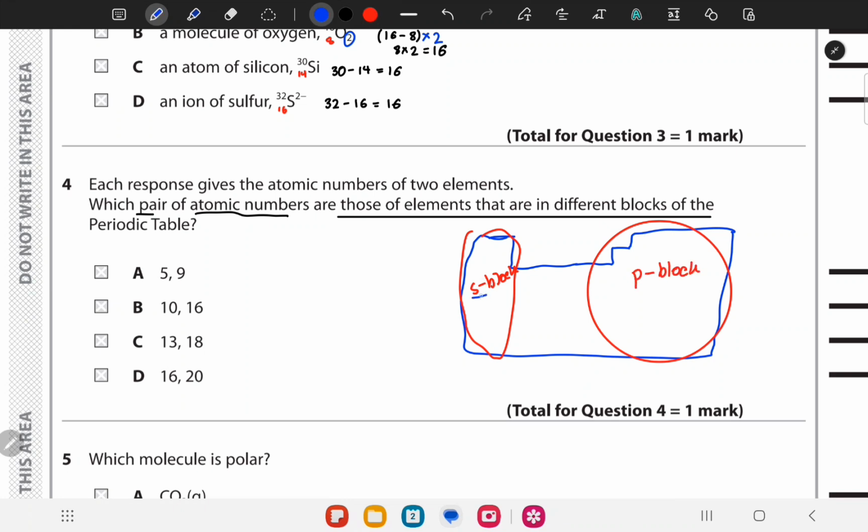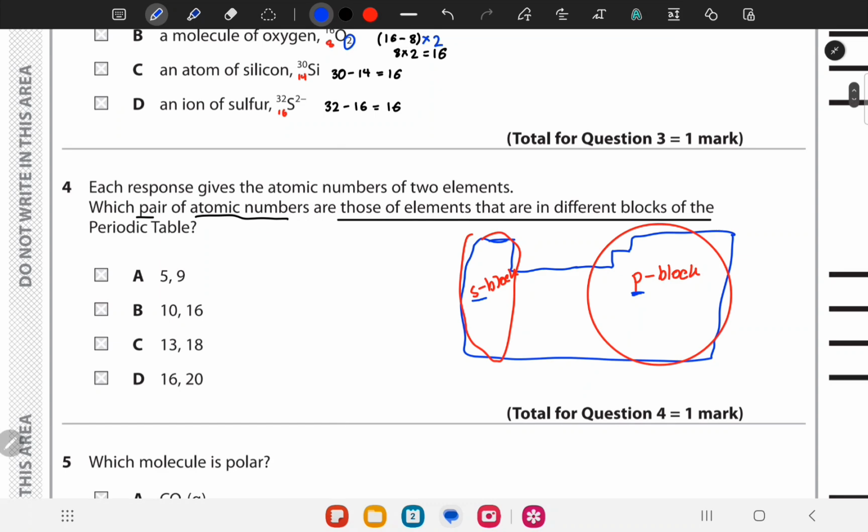They're called S block elements because the highest energy electron goes to fill an S subshell, and this is called a P block element because the highest energy electron goes to fill a P subshell. In between we have a D block, which you will not need in this.